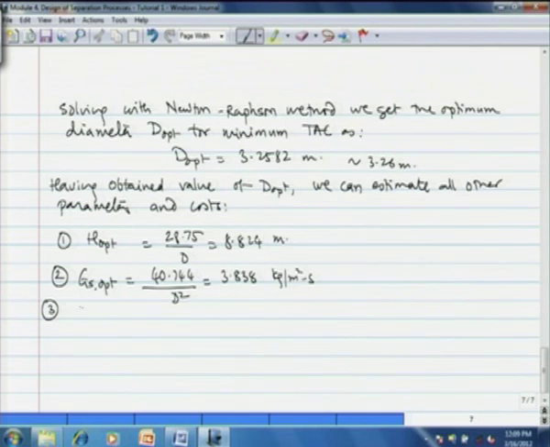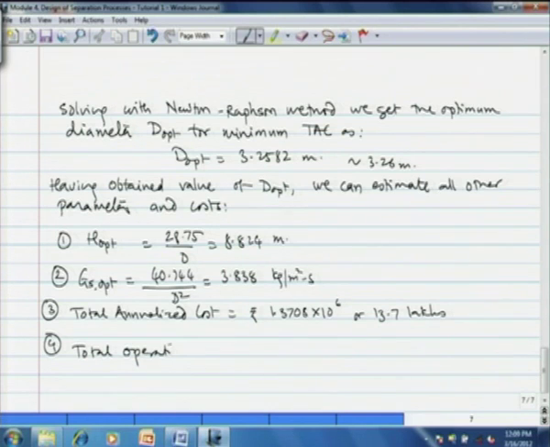The total annualized cost turns out to be rupees 1.3708 into 10 to power 6 or 13.7 lakhs, and the total operating cost or total variable cost turns out to be rupees 1.1746 into 10 to power 6 or rupees 11.746 lakhs. So, that completes the solution to the problem.